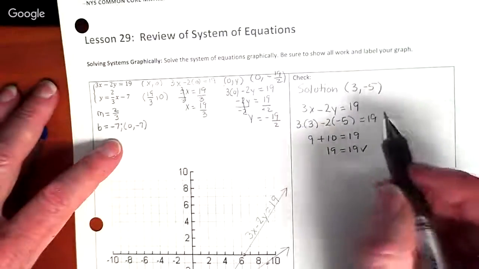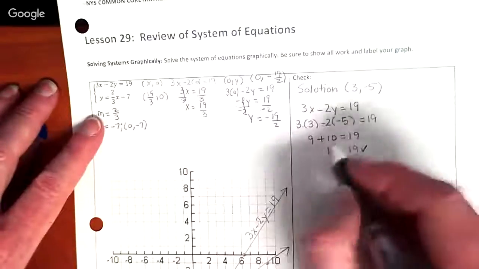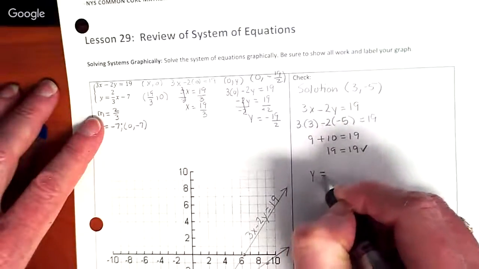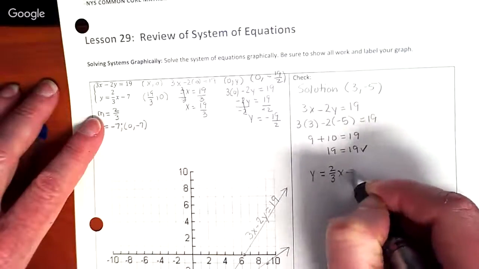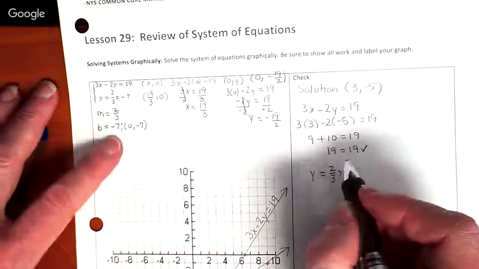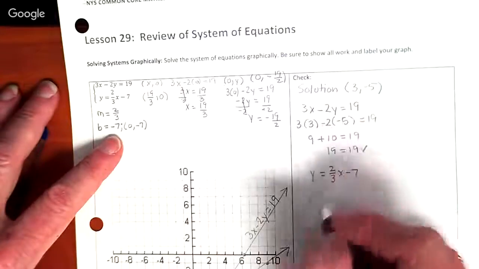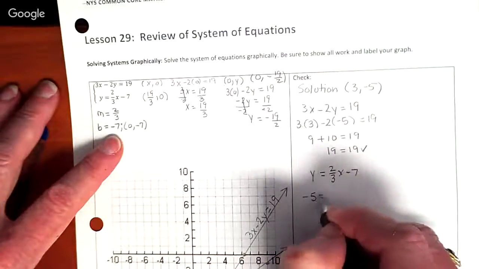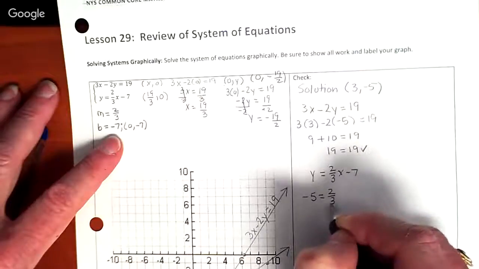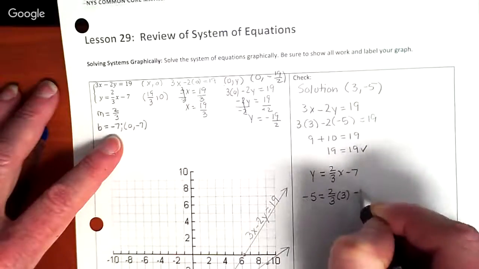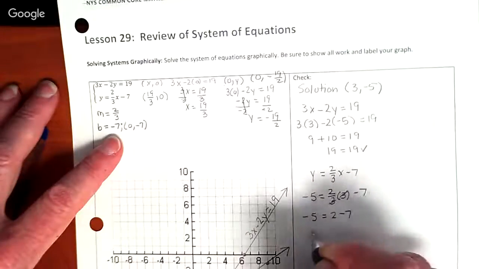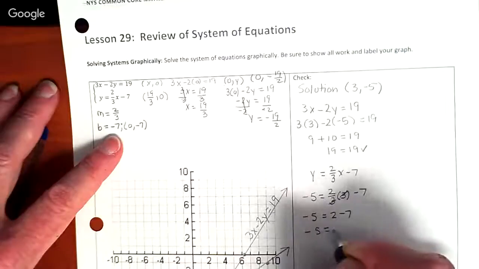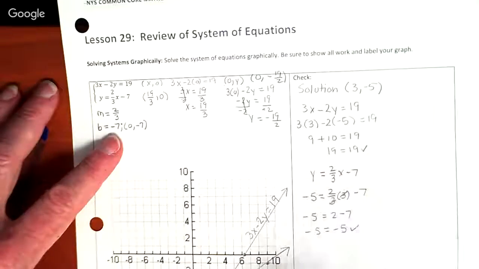Our next equation, we have y equals 2/3 x minus 7. So we have y is negative 5 equals 2/3 times 3 minus 7. Well, these cancel. So we have negative 5 equals 2 minus 7. So negative 5 equals negative 5, and it checks.